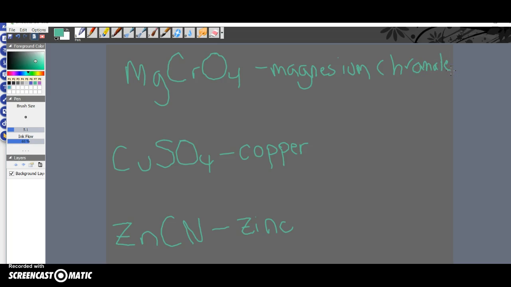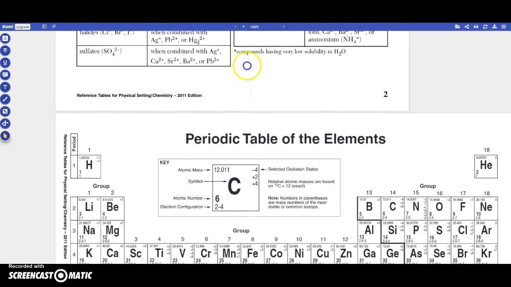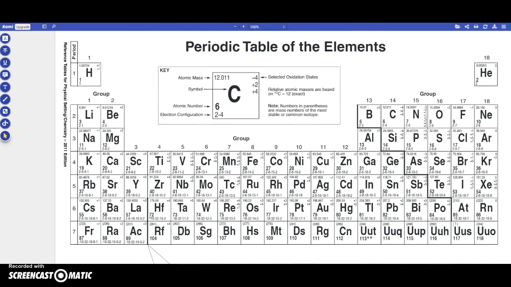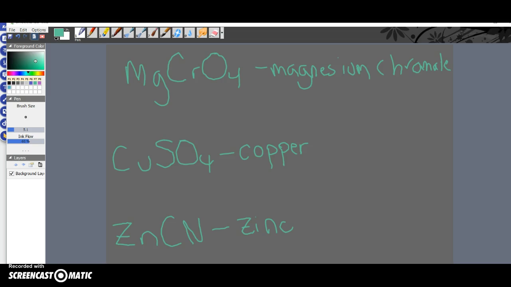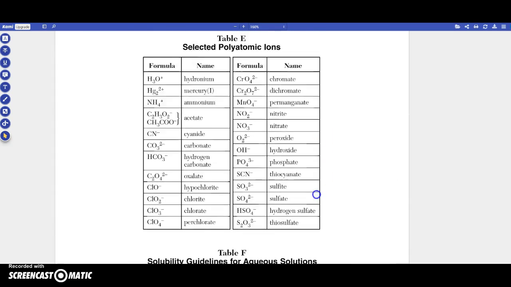Using the polyatomic ion chart is pretty easy. You're just taking the name from there. You just have to remember that that's what you use when you have non-binary compounds. Here we have CuSO4. We already wrote copper. Does it have only 1 oxidation state? Looking back down here, copper does not have only 1 oxidation state. So that means, like before, we have to find the charge of our anion to figure out the charge of our cation. Our anion here is everything after copper. It's SO4. And I'm going to look for SO4 on the polyatomic ion chart.